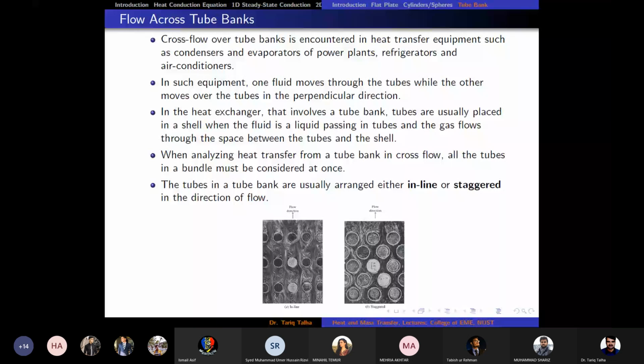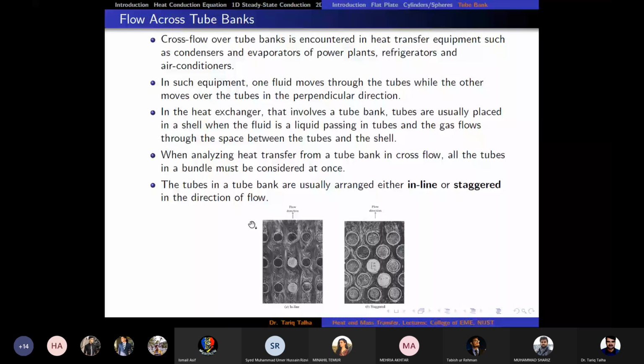So in the heat exchanger, that involves a tube bank. Tubes are usually placed in a shell, so we call it a shell and tube heat exchanger. When the fluid is a liquid, it passes through the tube, and the gas usually flows in the space between these tubes. So that is the flow we are considering at the moment. When analyzing heat transfer, we usually consider it as a bundle, as one entity, rather than considering one tube at a time. So the tube arrangements are inline or staggered.